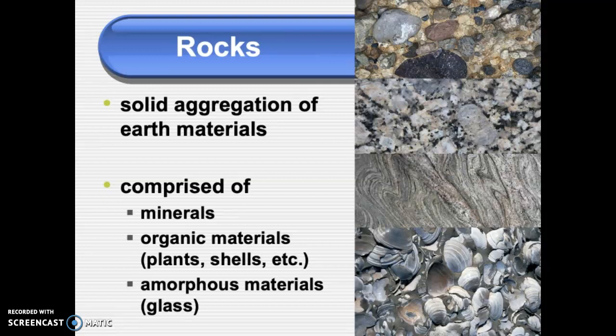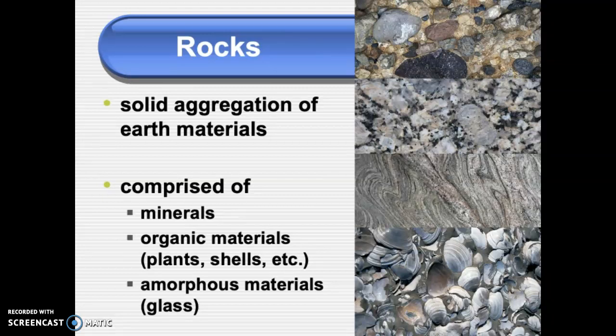I think the best definition of a rock that I've come across is the one I have on here: a solid aggregation of earth materials. So when we think of a rock, we think of something that is solid, something that is hard, and is made of earth materials. Now you'll notice on the bottom it says comprised of minerals, and in most cases rocks are just made of minerals.